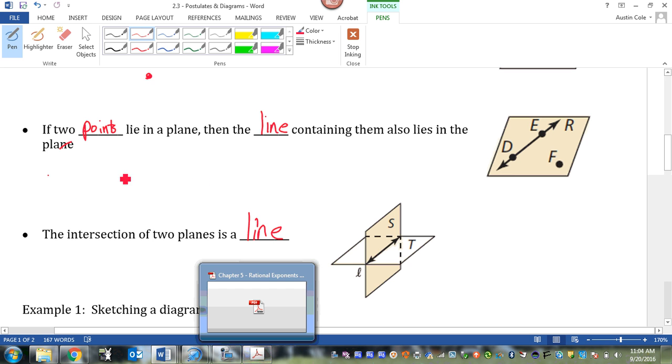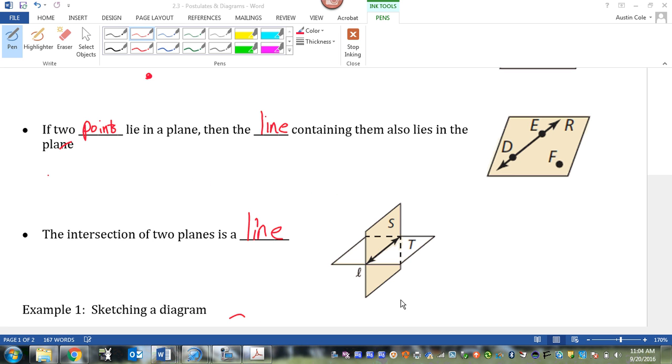It's the same if they're going through each other like this. See how there's a line right there? Okay. Anybody have any questions before we go on? No. Nope. Maybe. Maybe not.